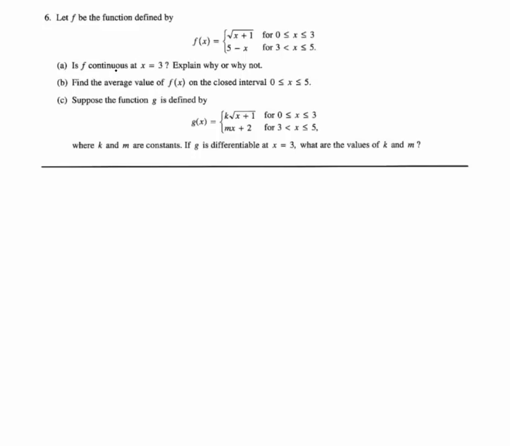To know if f is continuous at x equals 3, remember the easiest thing to do here is just plug in 3 to both of these. So if I plug in 3 plus 1 gives you 4, square root of 4 gives you 2. And then 5 minus 3 also gives you 2. So at that point, we know the limit exists and that it's equal to 2.